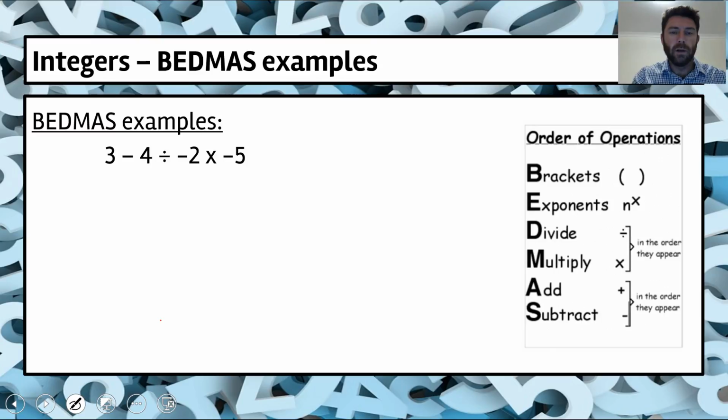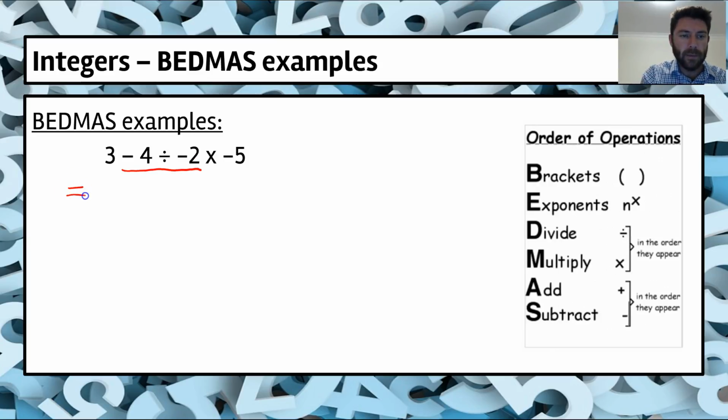Okay, so we look through. Do we have any brackets? No. Any exponents? No. Any division or multiplication? Yes. We've got a division and a multiplication. So which one do we do first? We do it in the order that they appear. Okay, so in the order they appear, that's this minus 4 divided by minus 2.